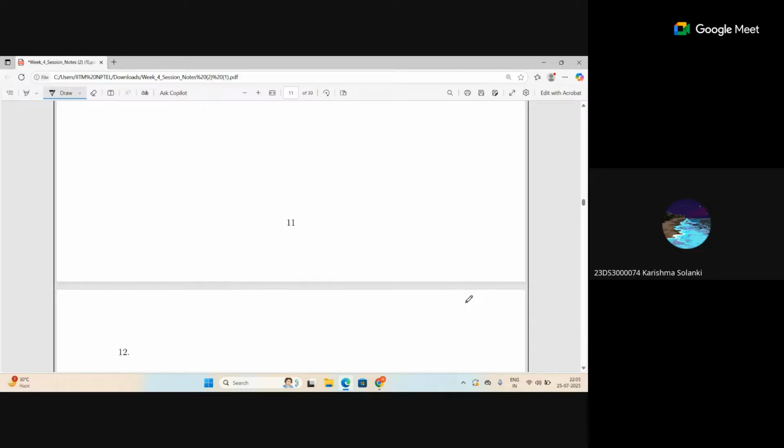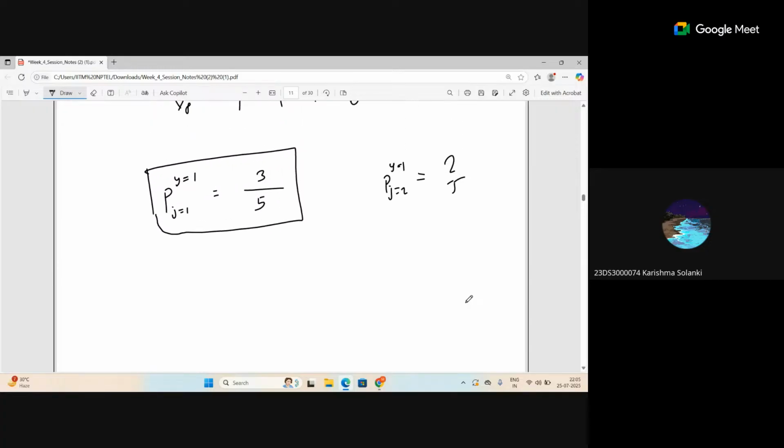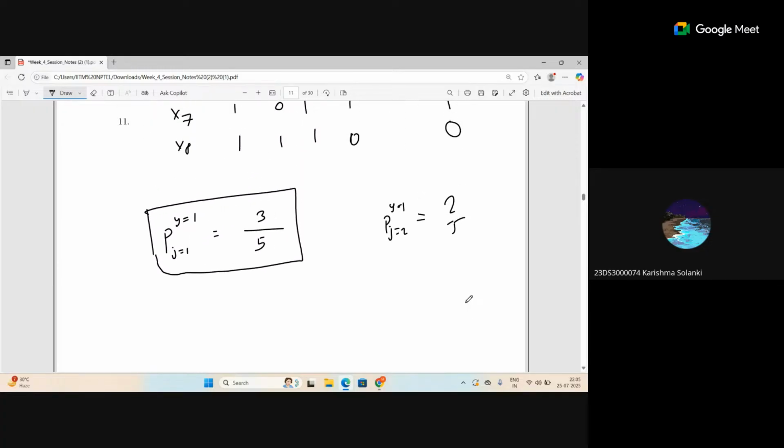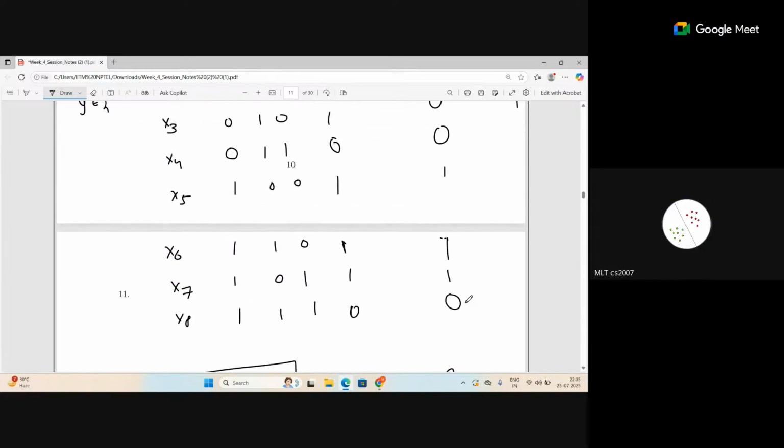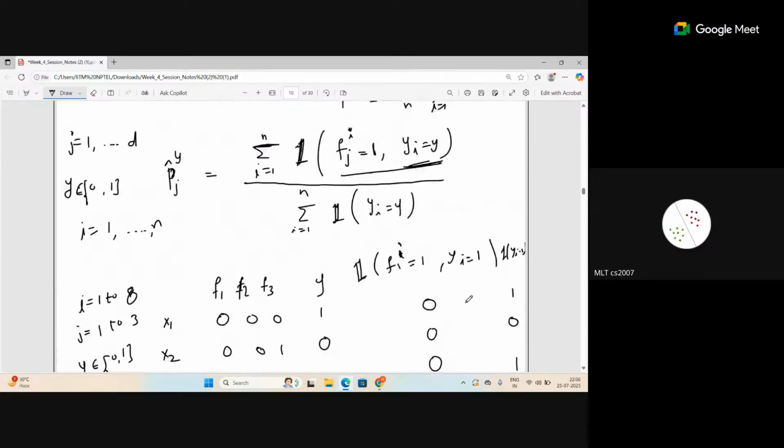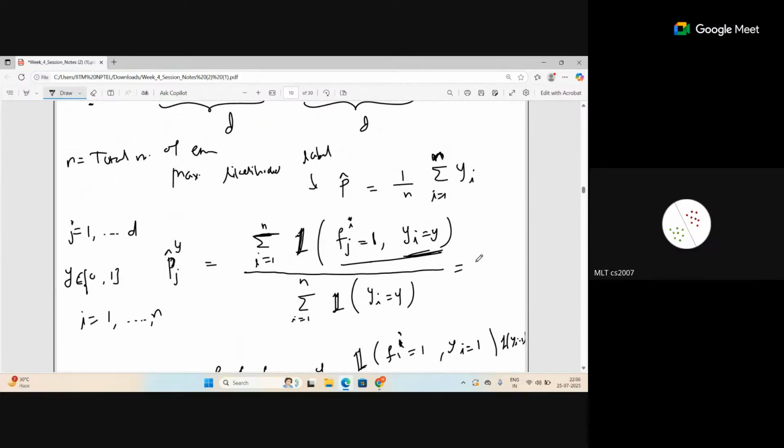Can you tell me P_j superscript y is equal to 1? How do you get that 5? 5 is, okay, 5 is what? I said 5 is this, right? Okay, so here it is fine, right?